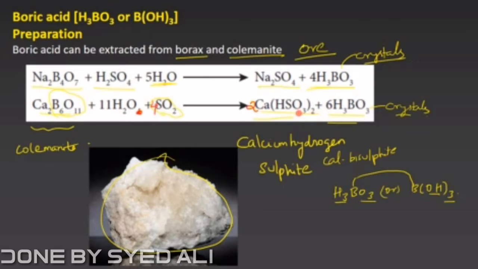Boric acid can be extracted from borax and colemanite. The following reactions will exhibit the preparation of boric acid. From the textbook, a small change is there. I have noticed that particular mistake and rectified the balanced equation for the preparation of boric acid, as it is given in the image.